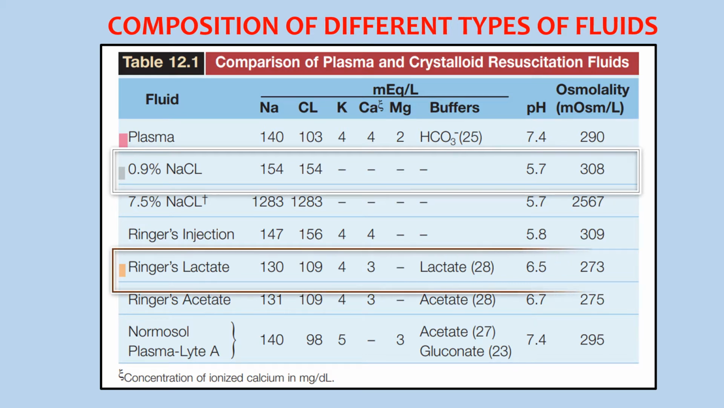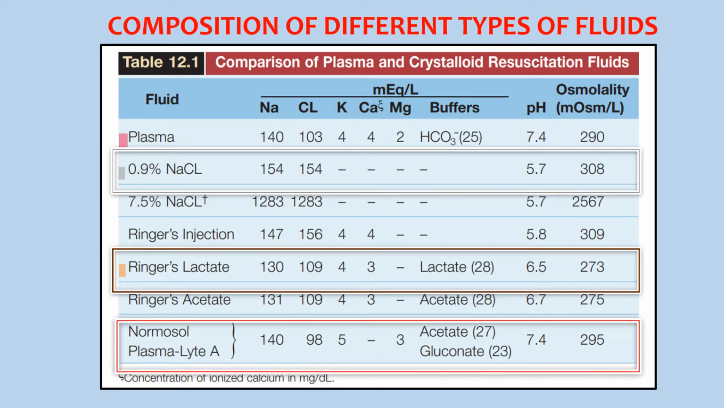Then we have Ringer's lactate, which has an osmolarity of 273, slightly hypoosmolar, and chloride and sodium are much better here as compared to normal saline. Lactate is added to balance the positive and the negative charges in the solution. And then we have this Plasma-Lyte, which we call a balanced solution, and you can see why it is called balanced solution. Its osmolarity and sodium chloride content are physiologically normal. Some people like to call Ringer's lactate also a balanced solution.